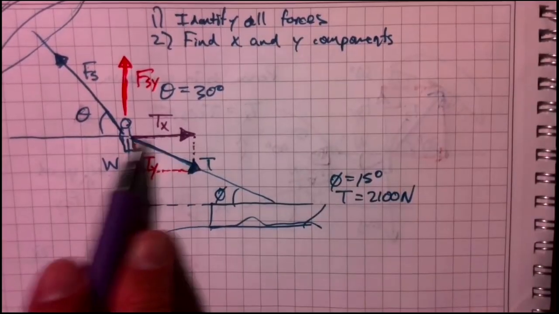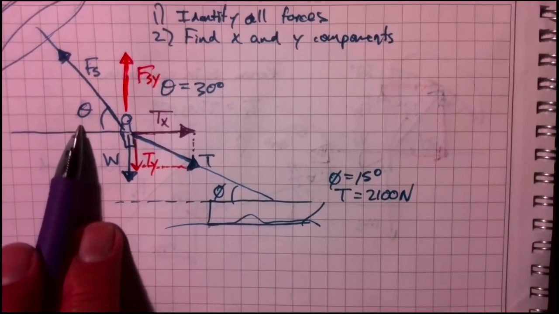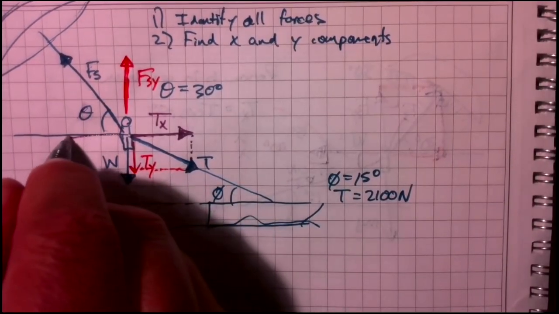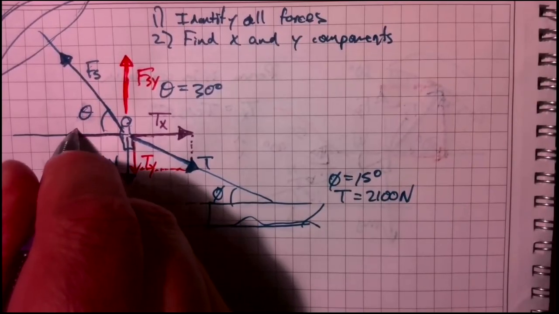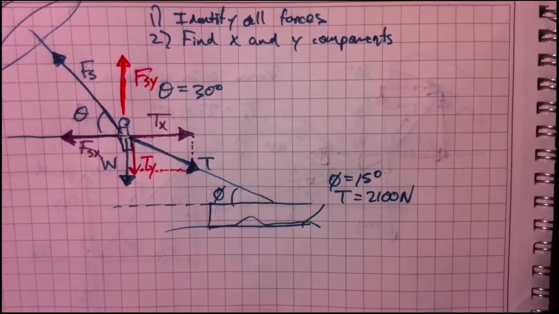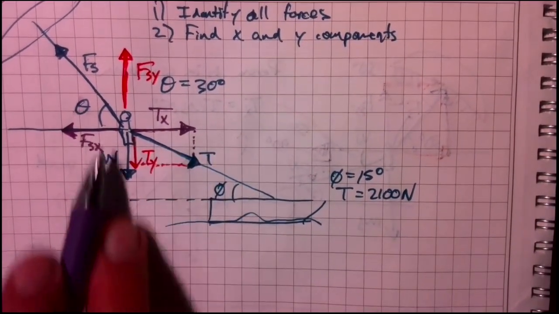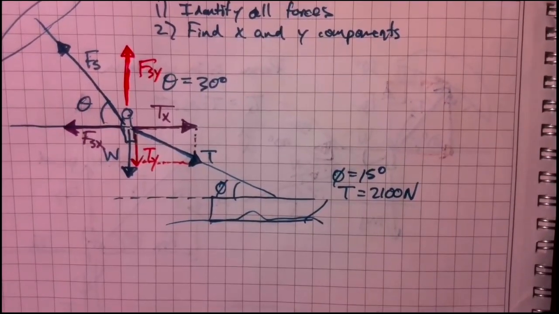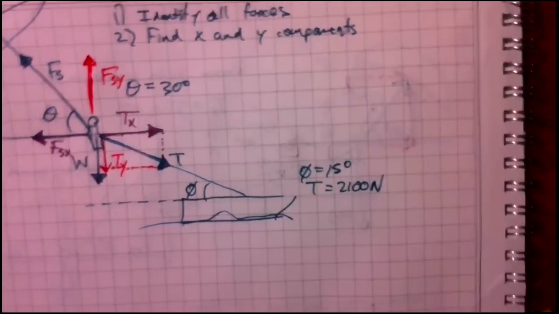Well, the only force pulling him back is from the sail. So now over here, we're just going to draw the x component of the force of the sail. So we'll call this f of s of x. So we've identified our x forces and we've identified our y forces. So we find x and y components of the force.